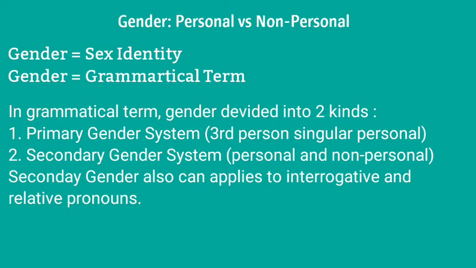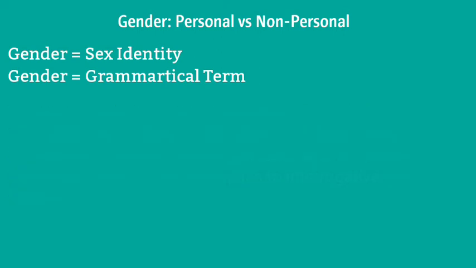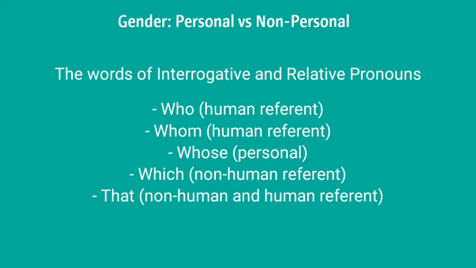But the secondary gender system is based on the contrast between personal and non-personal pronouns and applies to interrogative and relative pronouns. There are these words of interrogative and relative pronouns. Who, used for human referent, whom, used for human referent, whose, used for personal, which for non-human referent, and non-human and human referent.